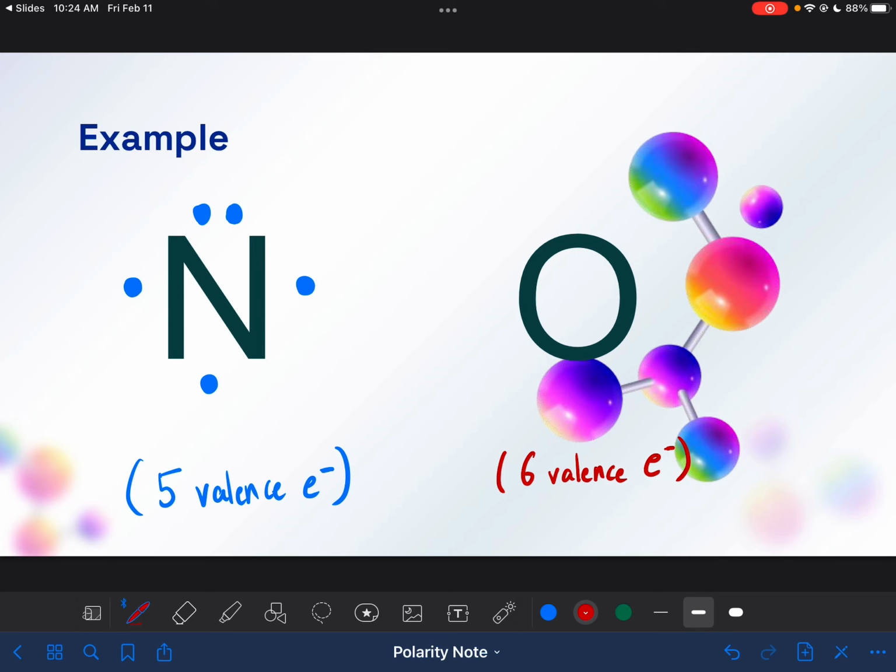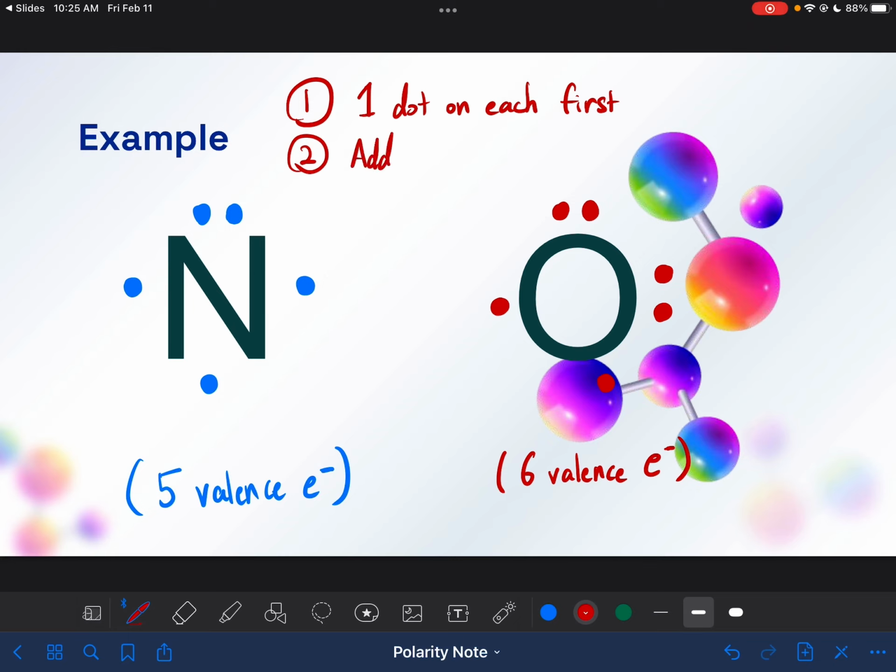Like what we just did, now I'm going to try a different way, which is just going in a circular motion or clockwise, whatever you want to call it. So there are 4 dots. Next, we have 2 more to go because 6 minus 4 is 2. So 1 and 2. Always make sure, number 1, that you have 1 dot on each side first. That's the first step. Second step is to add the electrons or add the dots.